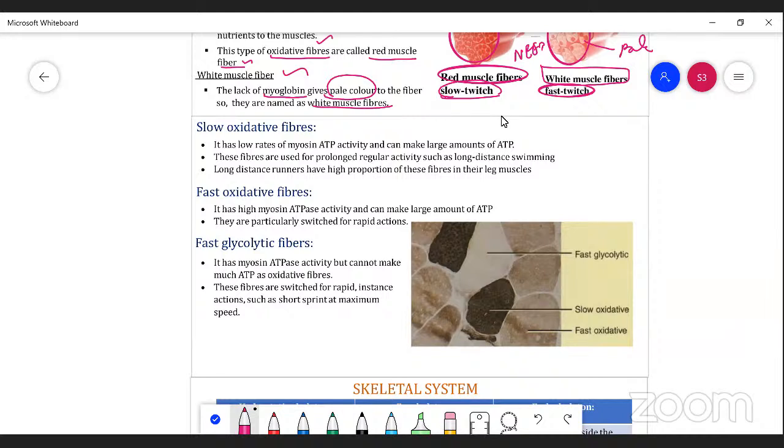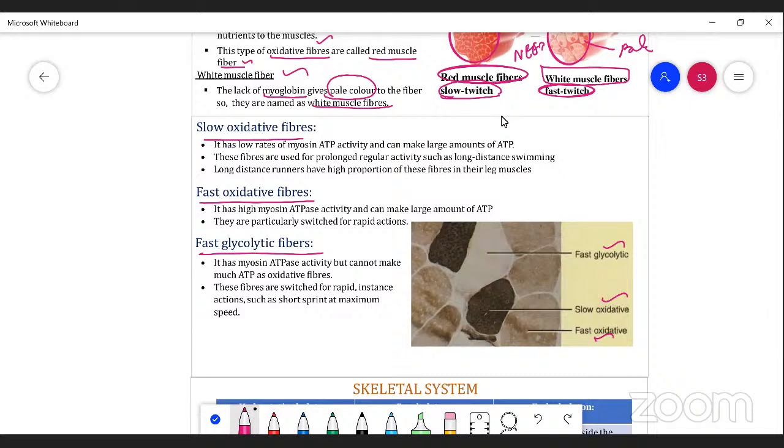Now the skeletal muscle fibers are also classified into three types. One is the slow oxidative muscle fiber, another is the fast oxidative muscle fiber, and the third is the fast glycolytic muscle fiber. The diagram is not given in your book. See in the diagram which one is fast glycolytic, which one is slow, and which one is fast oxidative. First one, slow oxidative fibers.